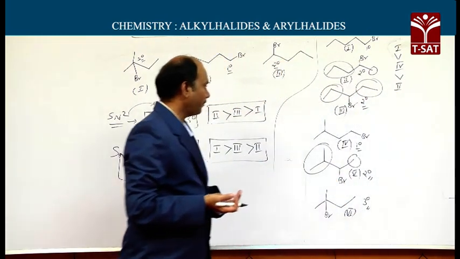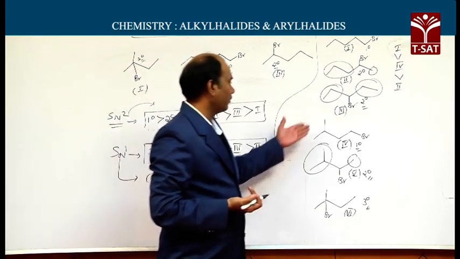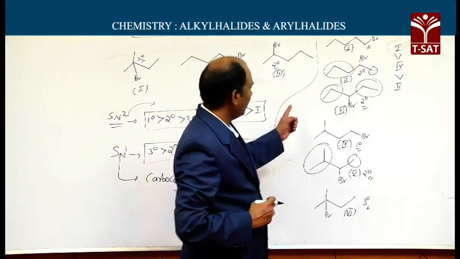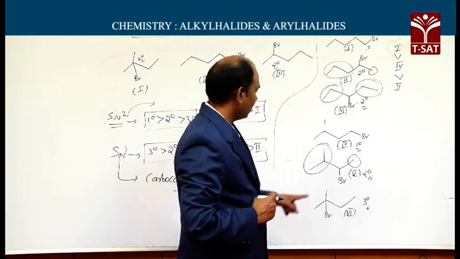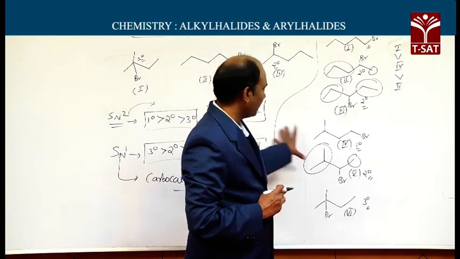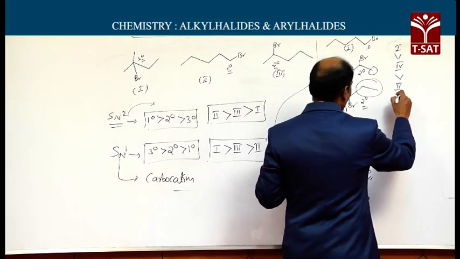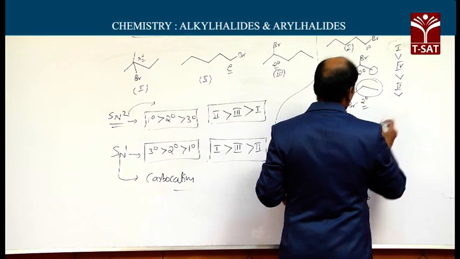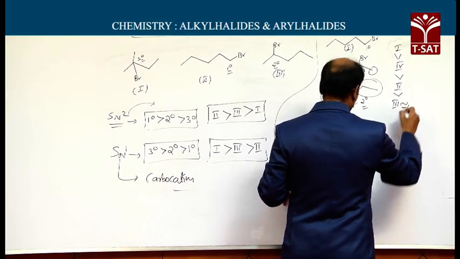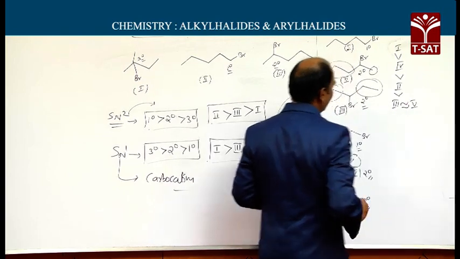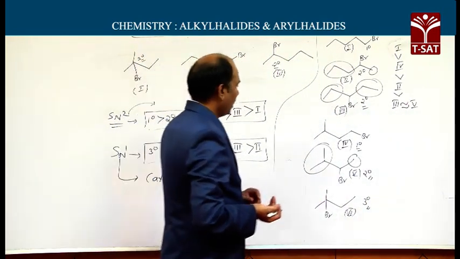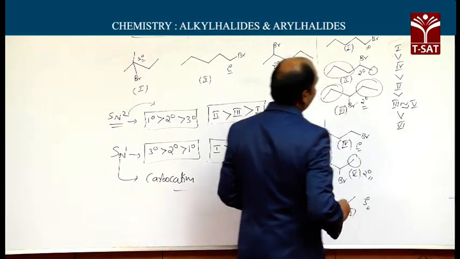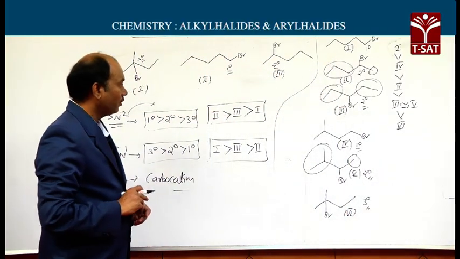After 2, which is more reactive? Either 3 or 5. One side we have an isopropyl group, here we have ethyl and this is also ethyl. This side we have a methyl group, but here this side is a propyl group. That means 3 is approximately equal to 5. So after 5, then this is tertiary, the 6th one. So this is reactivity towards SN2 reaction.